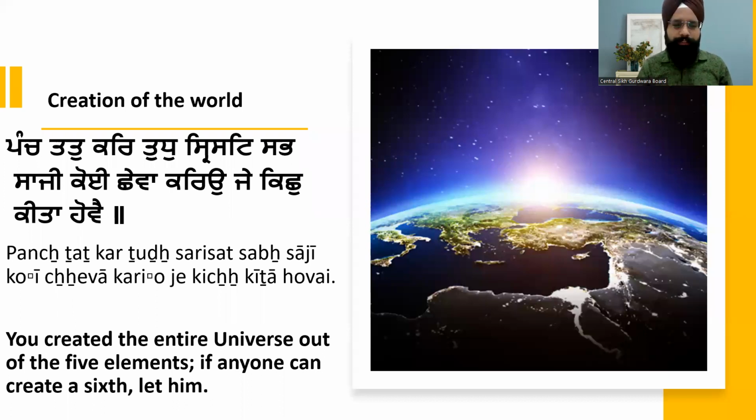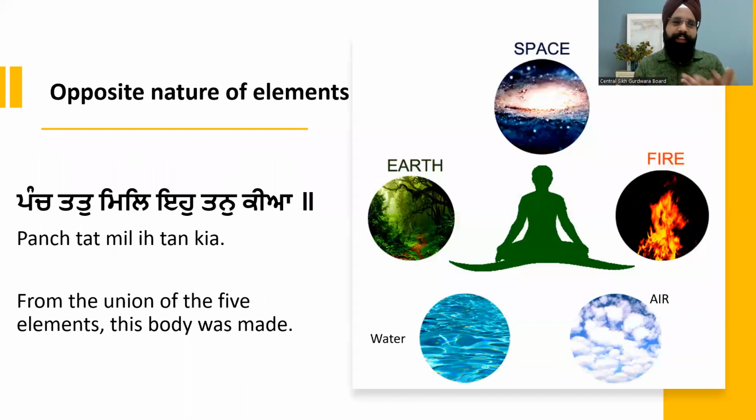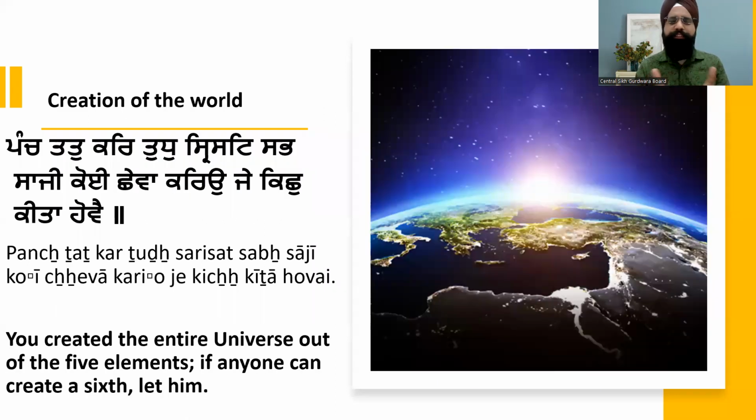Whatever we are doing, we are dependent. So, Guru Ram Das is saying, if you are independent, do something and create a sixth element, and don't use these five elements. If actually you want to do something, but we are unable to do it. If you say, I am the one who has created, then not only this earth, this world, this world is a creation of five elements.